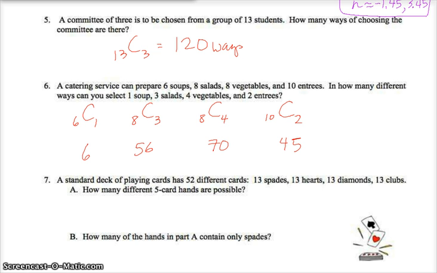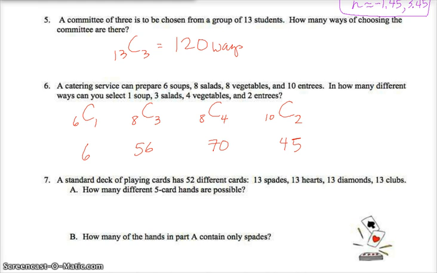So a committee of 3 is to be chosen from a group of 13. How many ways of choosing the committee are there? Well, it just has a committee of 3. It doesn't label them as having certain responsibilities or certain titles. Therefore, it is a combination, which means order doesn't matter, which means it should be a smaller number as a result. So it's just 13C3, combination 3. Use your calculator, you get 120 different ways.